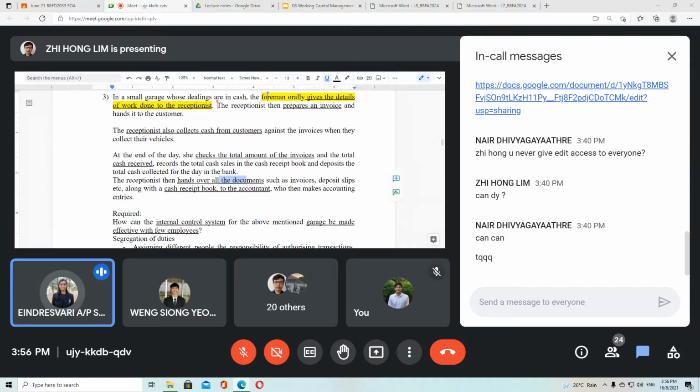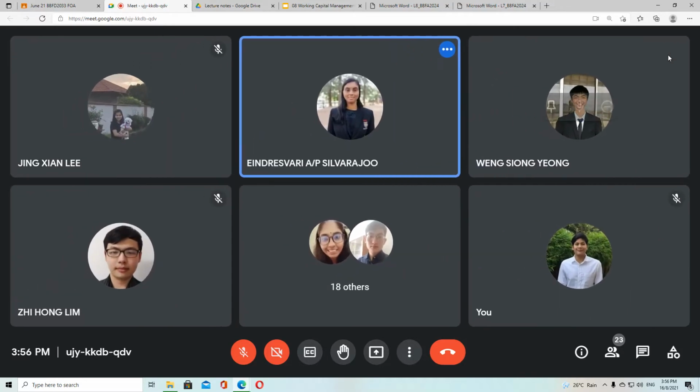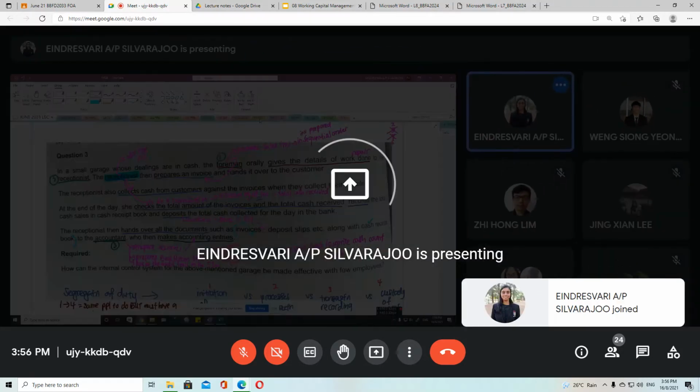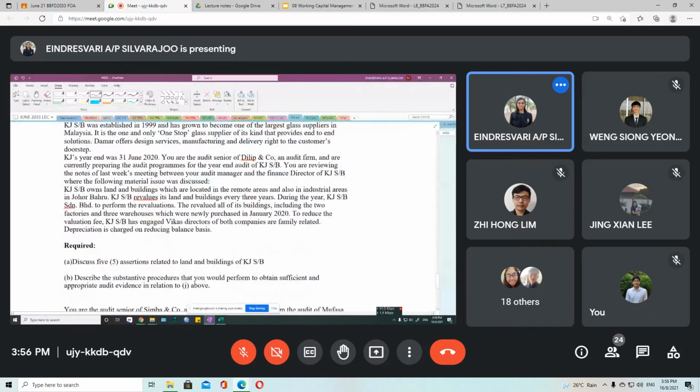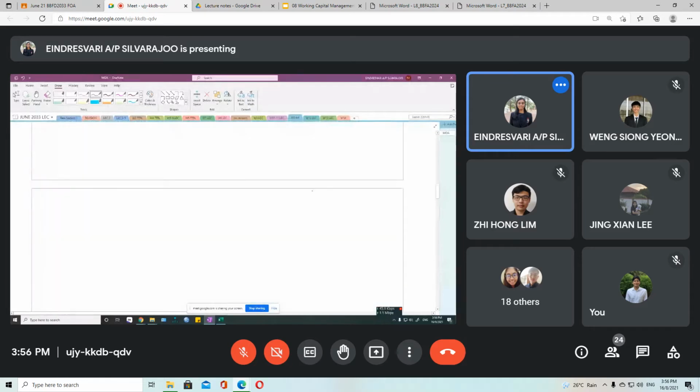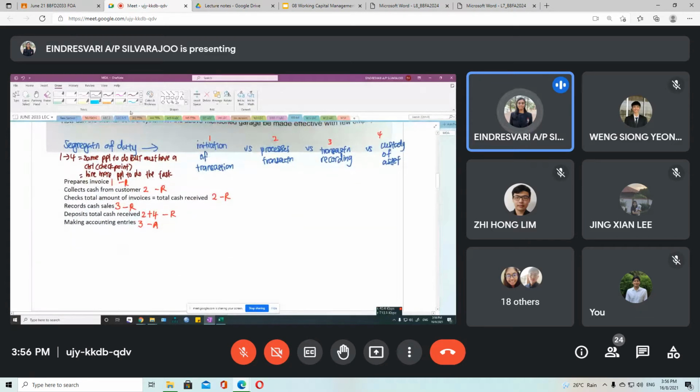Okay, so let me share my screen for a while. When we talk about segregation of duty, we have 4 different tasks. One is initiation of the transaction. Second is processing the transaction. Third is recording the transaction. Fourth is custody of the asset.